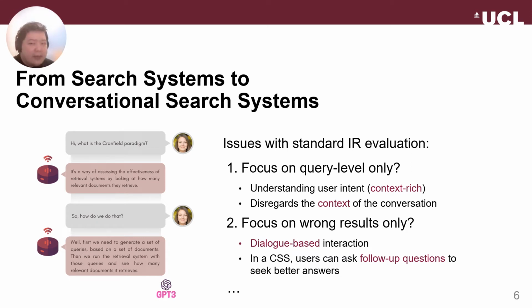These two different ways of interaction bring many issues when we evaluate conversational search systems in a standard information retrieval way. First, we cannot only focus on the query level, since a significant difference is that conversational search systems rely on the context. We cannot disregard the context of the conversation. Second, dialogue-based interaction brings more possibilities. For example, wrong results may be lethal in traditional information retrieval, but in conversational search systems, users can ask follow-up questions to seek a better response.